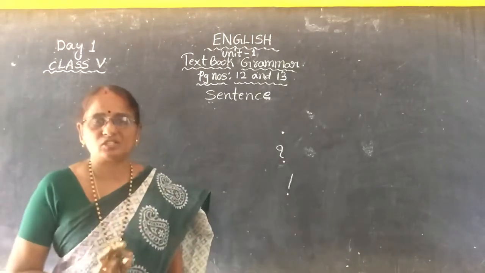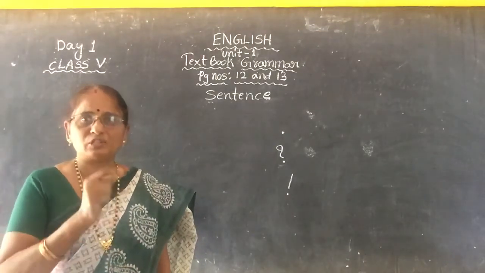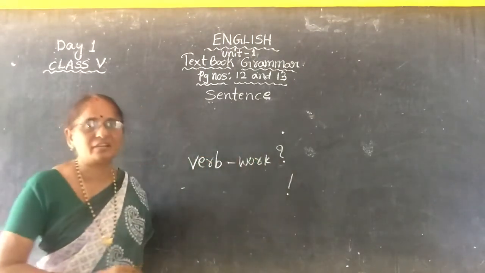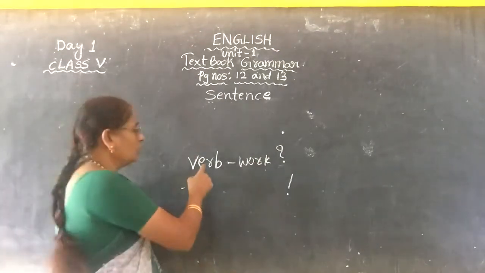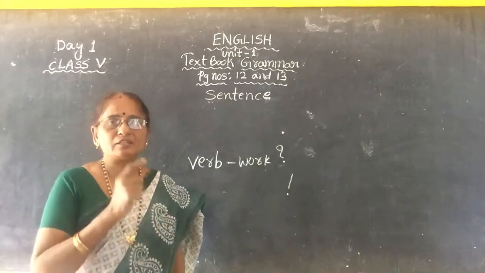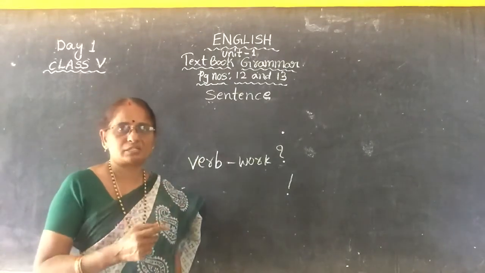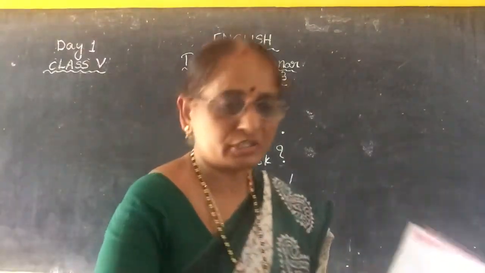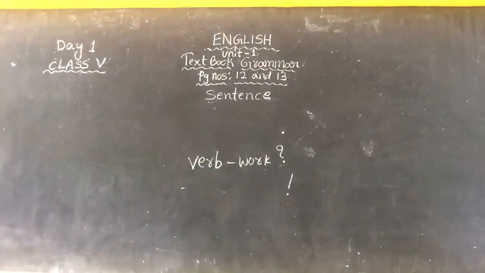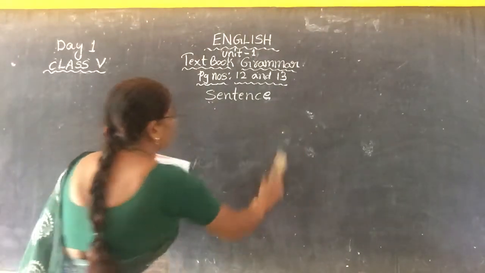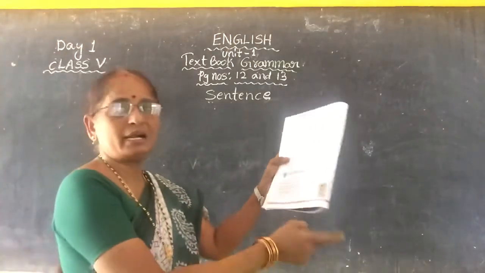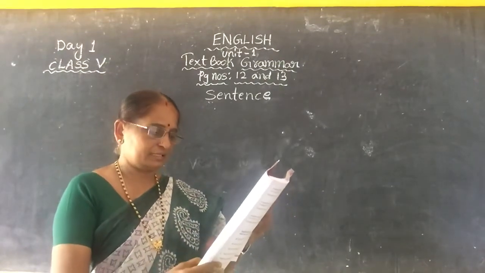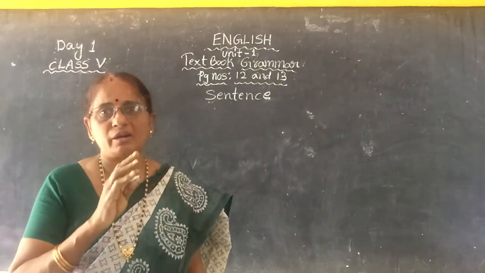Action means not cinema action, children. Here it means work. What we are doing now is work, children. That is called action. All action words are called verbs, children. So each sentence contains a verb. These are all the rules and regulations I have explained to you in that Functional English Grammar and Composition book, isn't it? Now coming to our textbook, page number 12 and 13. Sentence: a group of words which makes complete sense is called a sentence, isn't it?